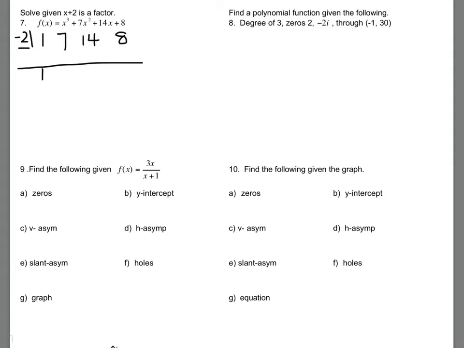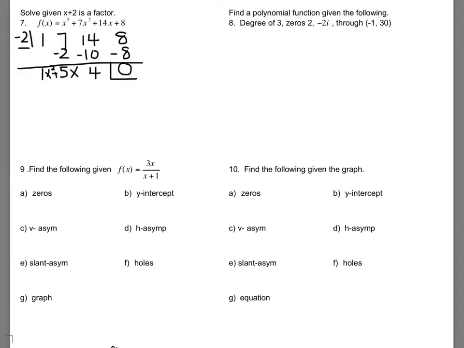Drop down the leading coefficient. 1 times -2, that's -2. 7 plus -2, that's 5. 5 times -2, that's -10. 14 plus -10, that's 4. 4 times -2, -8. 8 plus -8, that's 0. And it does agree with that, because we're given x plus 2 is a factor, so the remainder should be 0. So our quotient here is constant, linear, quadratic.